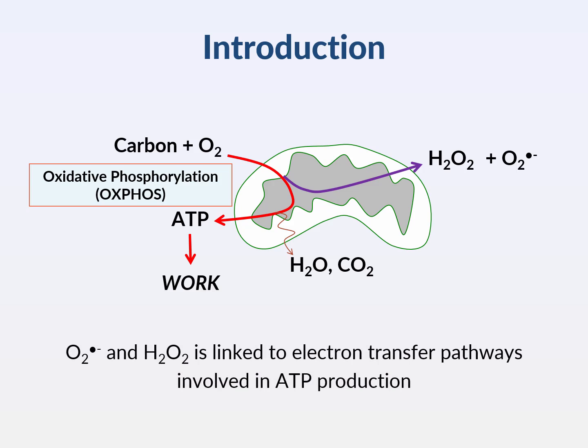Importantly, the formation of superoxide and hydrogen peroxide relies on the same electron transfer pathways that mitochondria use to make ATP. And although ROS are damaging at high levels, it is now appreciated that low-grade mitochondrial ROS production, specifically hydrogen peroxide, is vital for regulating various cellular functions.